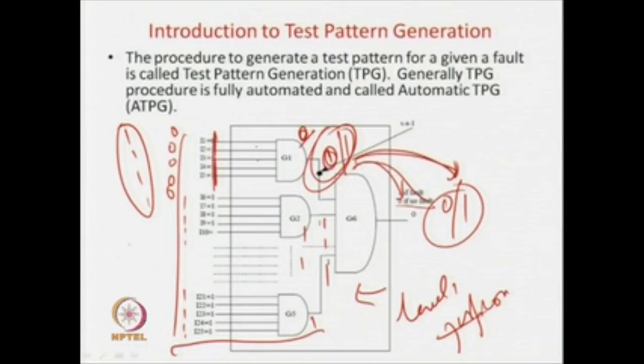So, in this case let us assume that the pattern 0 1 1 1 has been generated, and for justification of 1 in this case you get 1 1 1 1 1 1 1. So, the test pattern generated is 0 1 1 1 and all other inputs are 1. So, it tests the stuck at 1 fault here. So, these are the basic steps of fault sensitization, propagation and justification.